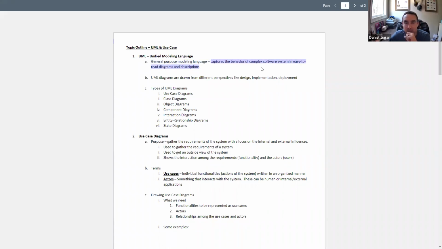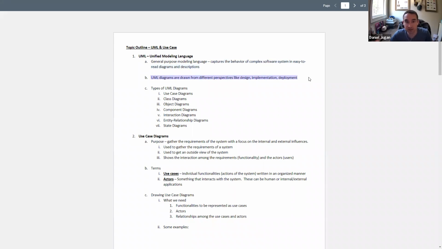All right, so as it says, the purpose of UML is to capture really complex software in basic documents, basic diagrams. That's the idea. If you were to look at code and try to understand what the code does, that would be much more difficult than looking at a simple diagram. And so that's where this UML comes into play.